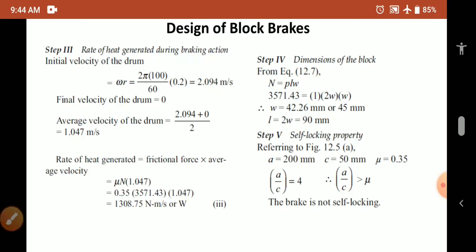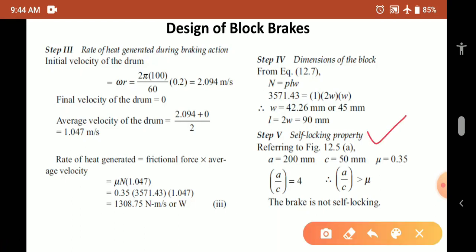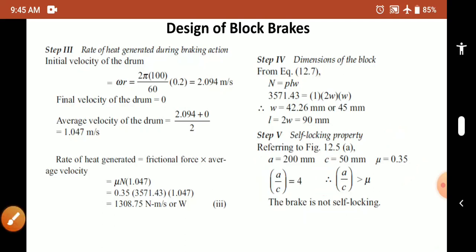Now we have to check the self-locking property of the brake here. A is given as 200 mm, C is equal to 50 mm, and mu, the coefficient of friction, is given as 0.35. So we have to calculate A by C, which is equal to 4. As this A by C is greater than mu, the brake is not in a self-locking condition. The brake is not self-locking. Thank you so much.